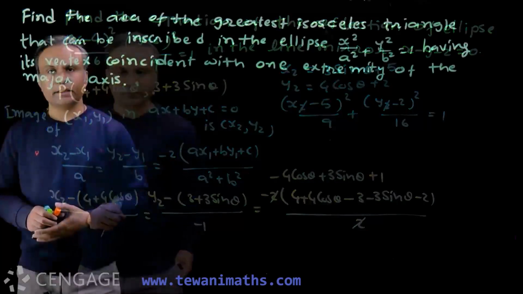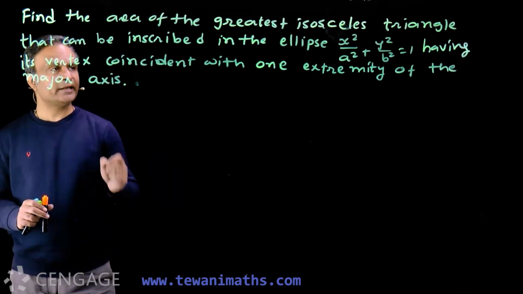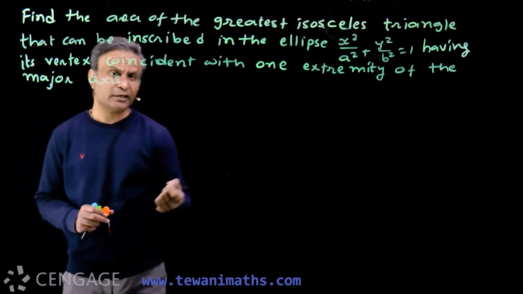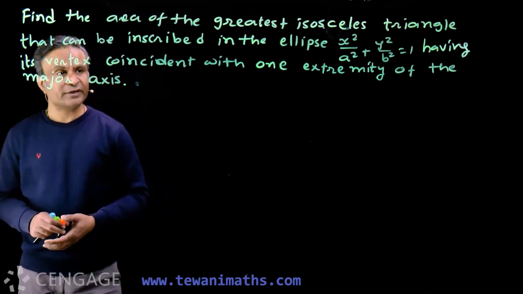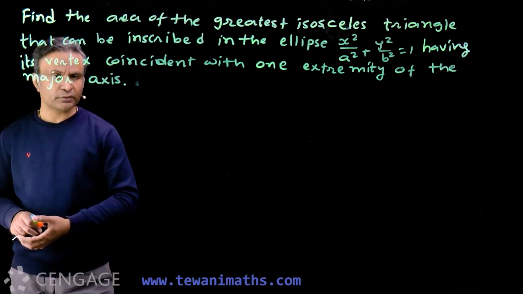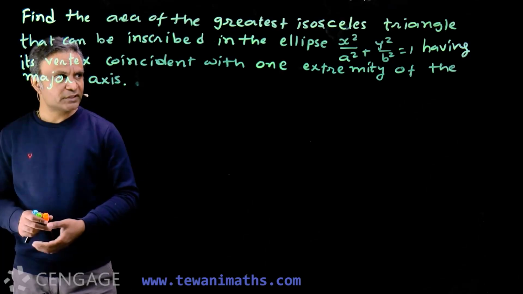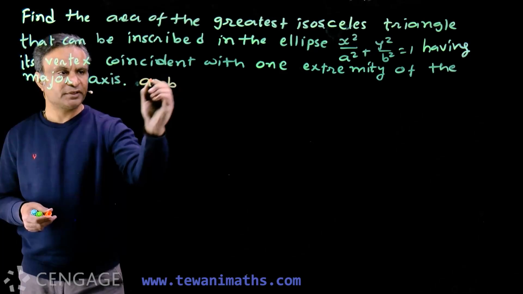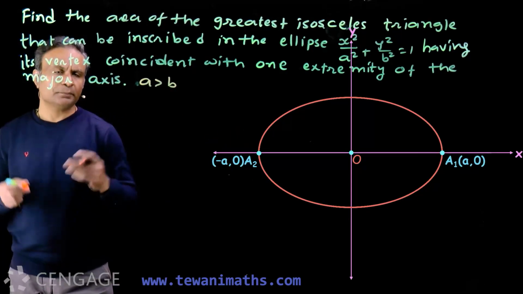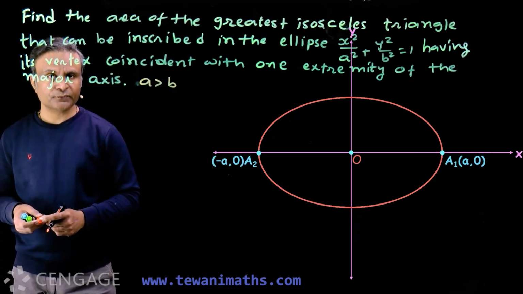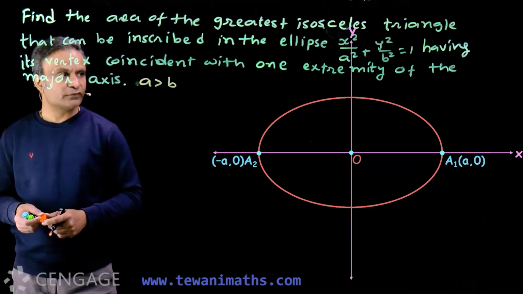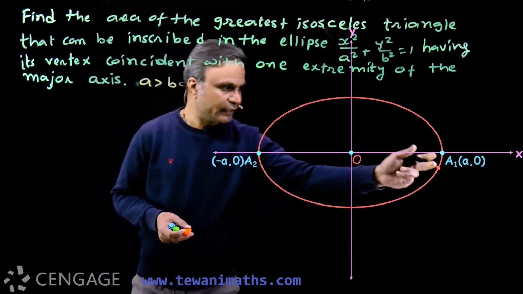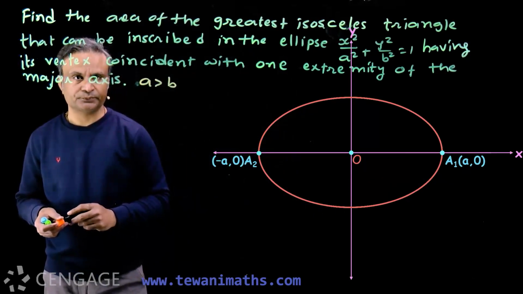Let's try next question. Okay, let's try this question. Find the area of the greatest isosceles triangle that can be inscribed in the ellipse. We have standard equation of ellipse having its vertex coincident with one extremity of the major axis. हमारे पास ellipse का standard equation है. Suppose a is greater than b. So we have this graph of ellipse. Major axis is x-axis. Extremities of the major axis are A1 and A2. Coordinates are a comma 0 and minus a comma 0.